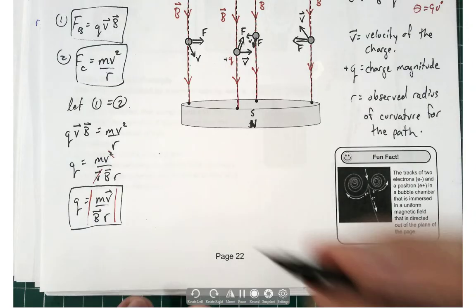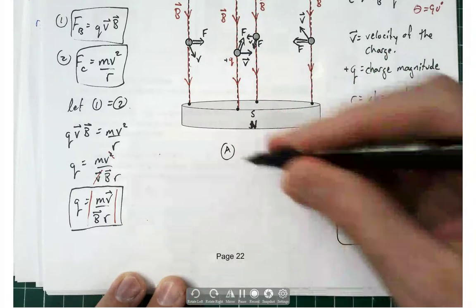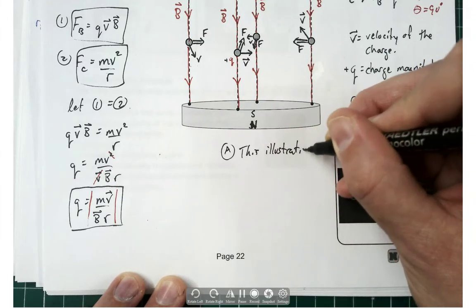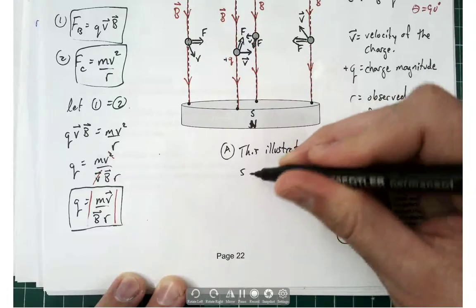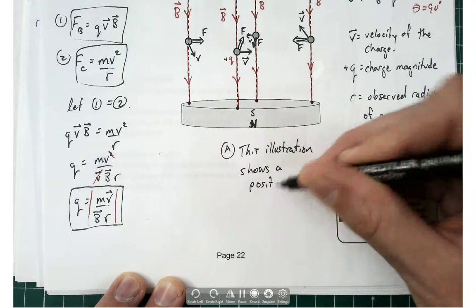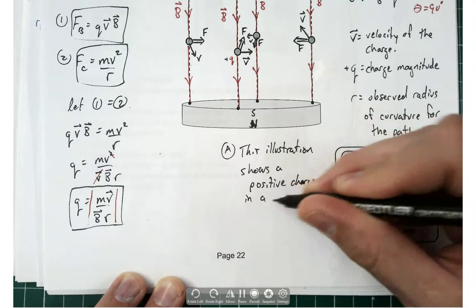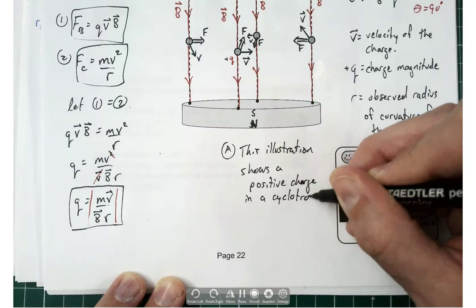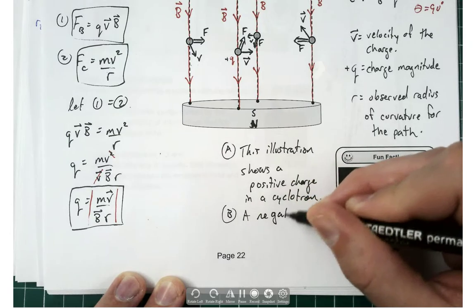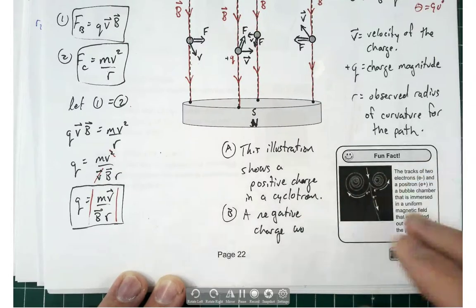Now, things that we didn't really put in writing, but you guys called me out for, is that this illustration shows a positive charge in a cyclotron. A negative charge would be forced to orbit the other direction.